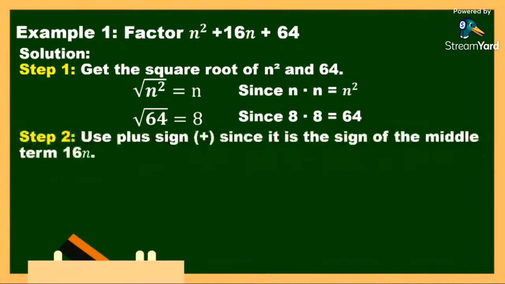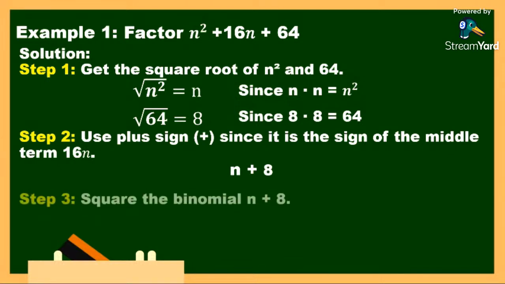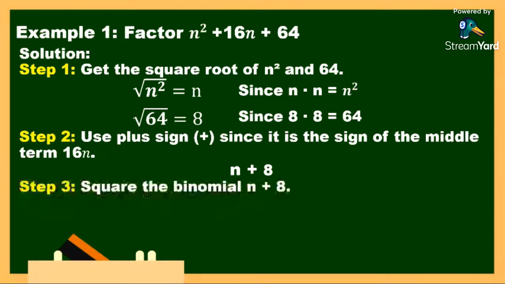Next step is use the plus sign, since it is the sign of the middle term 16n. So dito, sa pangalawang step, kung ano yung sign na ginamit sa middle term, yun din ang susundin natin para makapag-form tayo ng ating binomial factor. And ang ating binomial na nabuo ay n plus 8. So si n ay yung square root ni n squared at ang 8 naman dito ay yung square root ni 64. Step 3, square the binomial n plus 8.